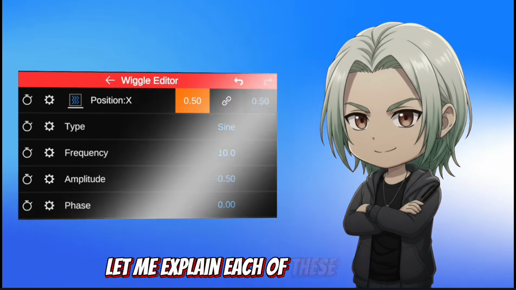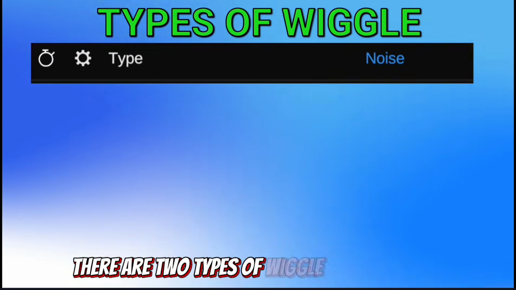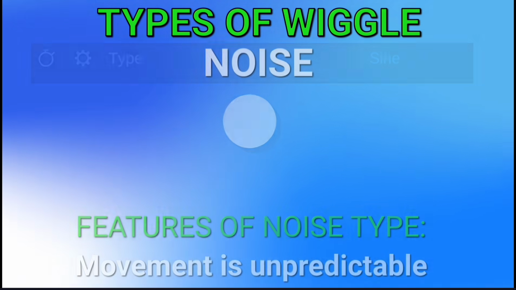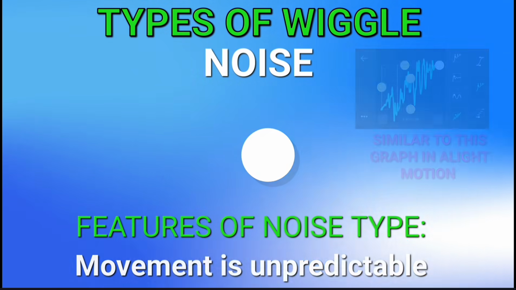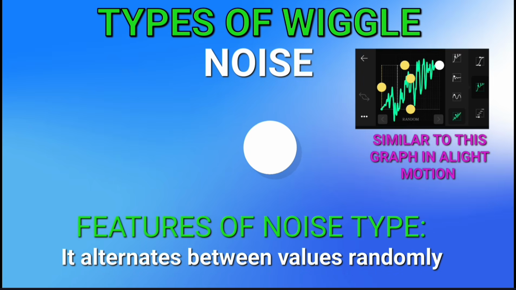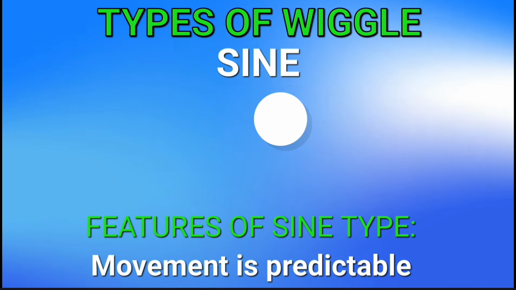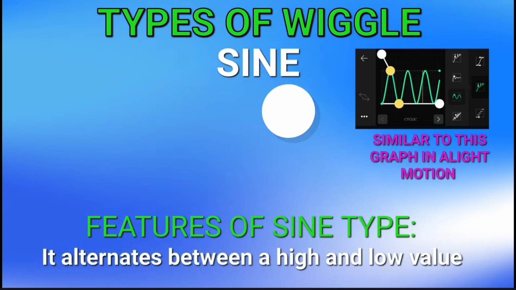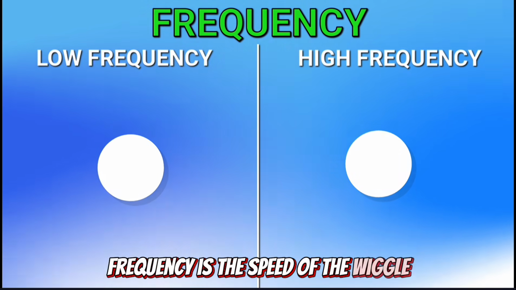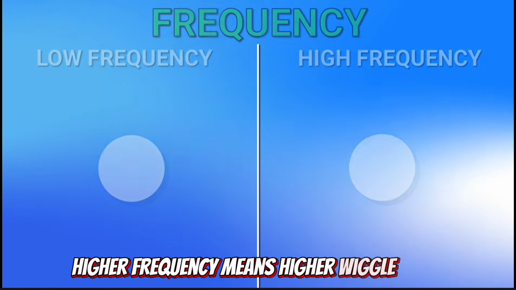Let me explain each of these settings. There are 2 types of wiggle, noise and sine. Noise is used to create completely random and jittery movement by picking random values. Sine creates a smooth back and forth movement by alternating between a higher and a lower value. Frequency is the speed of the wiggle. Higher frequency means higher wiggle speed.